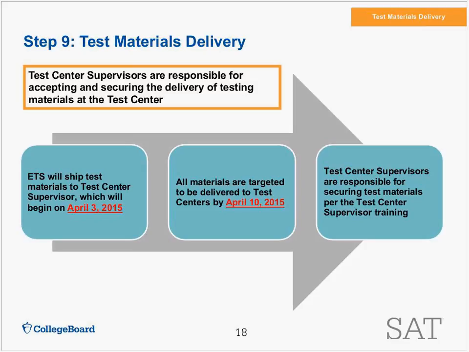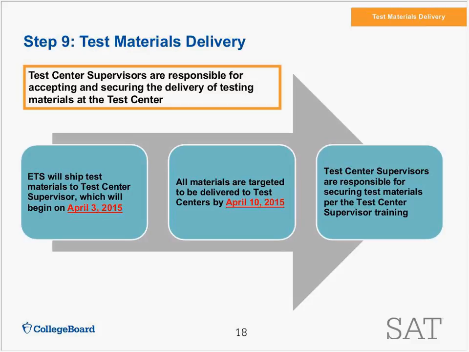And so it's important to know here, ETS is going to ship test materials out to the person who's the test center supervisor beginning on April 3rd with the target delivery date of April 10th for everyone to get those materials. As I mentioned, it's the test center supervisor who's responsible for securing those test materials once they've arrived at your school. And in your test center supervisor training, in the manual and in the online training, there's information on how to secure those materials. So it's the test center supervisor's job to do that. It's really, really important that you do keep an eye out for that.